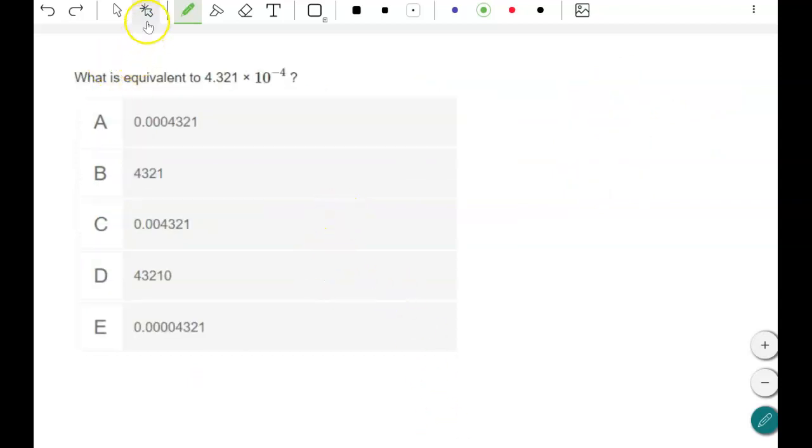All right, so this one, which is equivalent to 4.321 times 10 to the negative 4th power, start with 4.321. This negative exponent tells you to move this decimal to the left 4 times. So there's 1. Then I need to put 3 more places. 2, 3, 4. So here's your decimal now. So you'll need to put in those 3 zeros. So just check. This one has 3 zeros there, so it's going to be A.